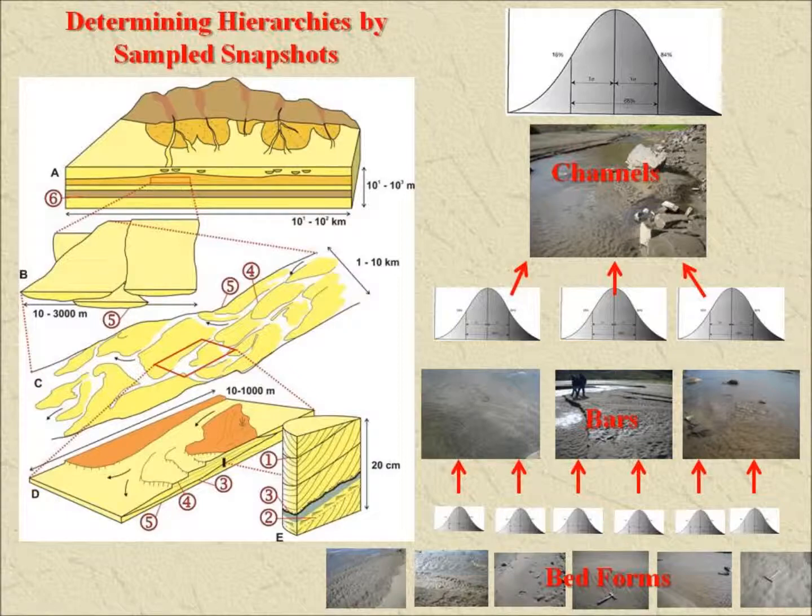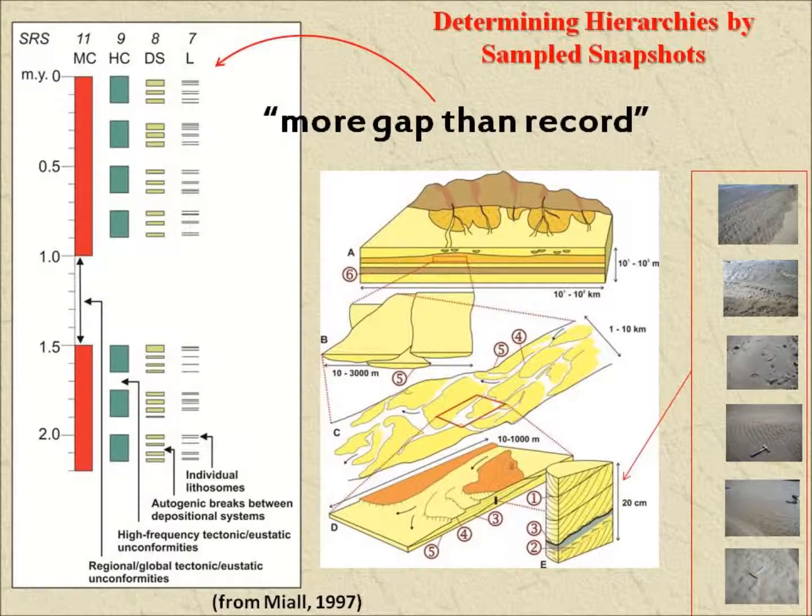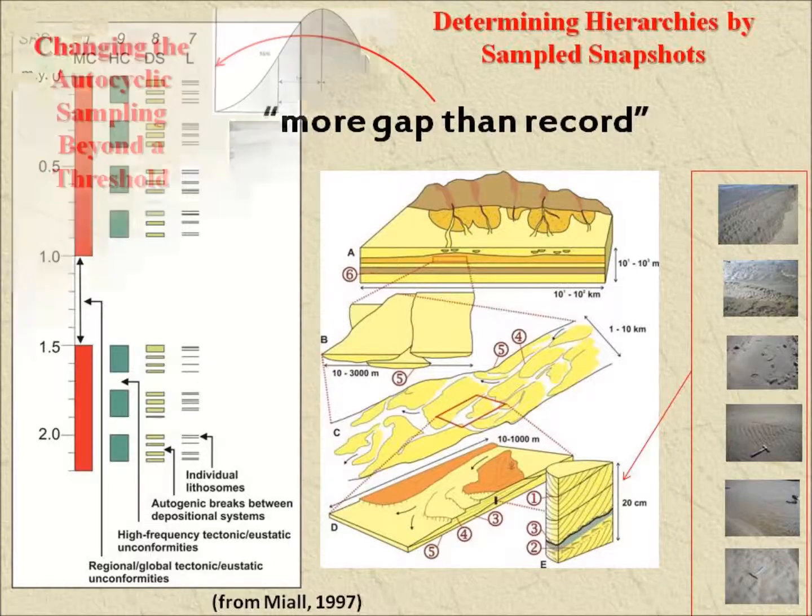The thing about these snapshots is that a collection of small snapshots adds up to make bigger snapshots. So smaller snapshots of all these little deposits, all these little bars, and all these little dunes and so forth, end up collectively making snapshots of larger bar features, which collectively make snapshots of larger channel features. And when you break them down, depending on how tightly you want to break down your bodies, you end up with snapshots of various different scales with lots and lots of gaps in between them. So ultimately, the real trick is the rock record is more gap than record.